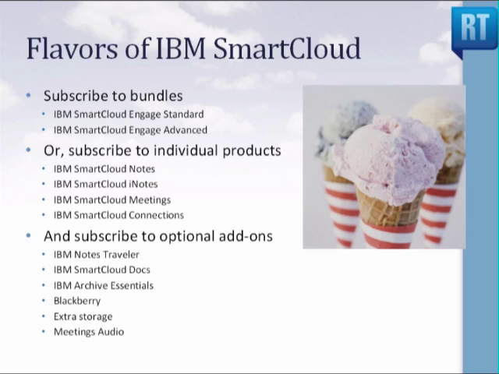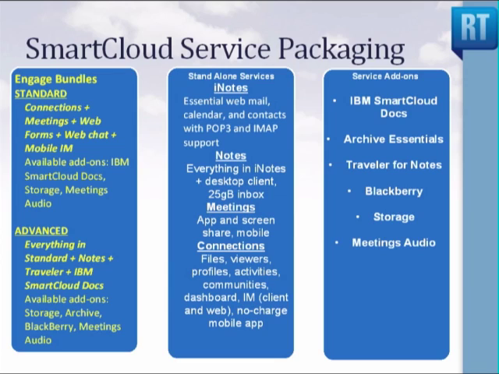And basically, there's two ways. You can subscribe to any of the individual products, or you can buy bundles. Bundles are where the action is, because you can get great discounts, great price breaks by buying several of the services instead of buying one or two of them individually. In addition to the bundles and the individual products, there are a series of add-ons that you can subscribe to optionally.